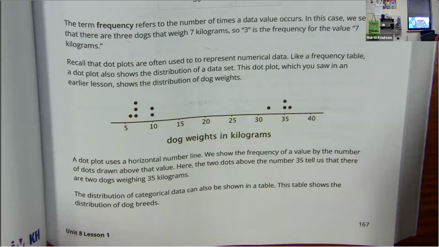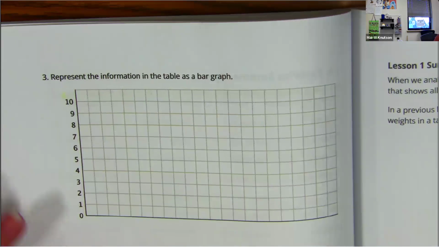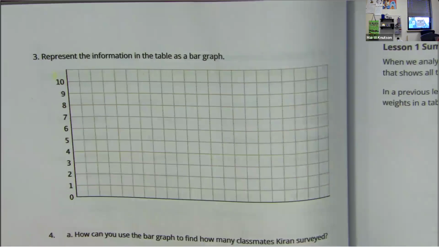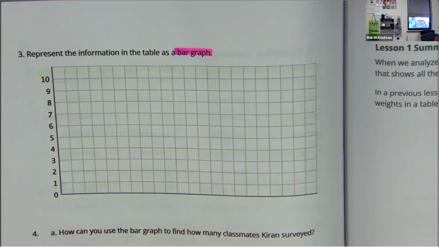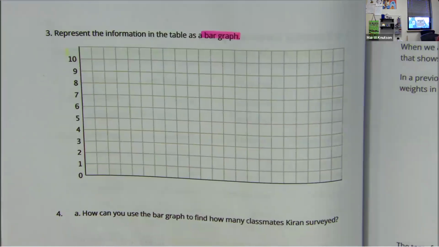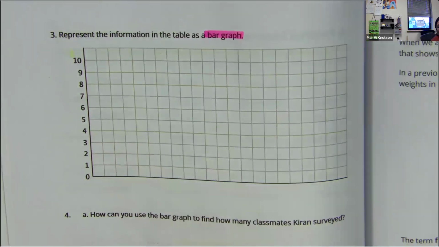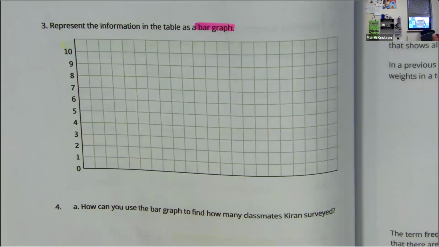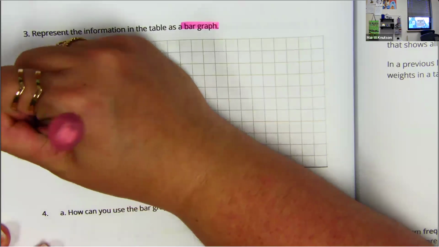Let's flip. I'm going to go to page 166. All right, instead of a dot plot, we are now going to make a bar graph. The reason why it's called a bar graph is because you should have what we call bars. Just like tape diagrams, but it's more like a vertical line. So you have to label. Again, labeling is important. This right here is our frequency, so how often something happens. So please make sure you label.